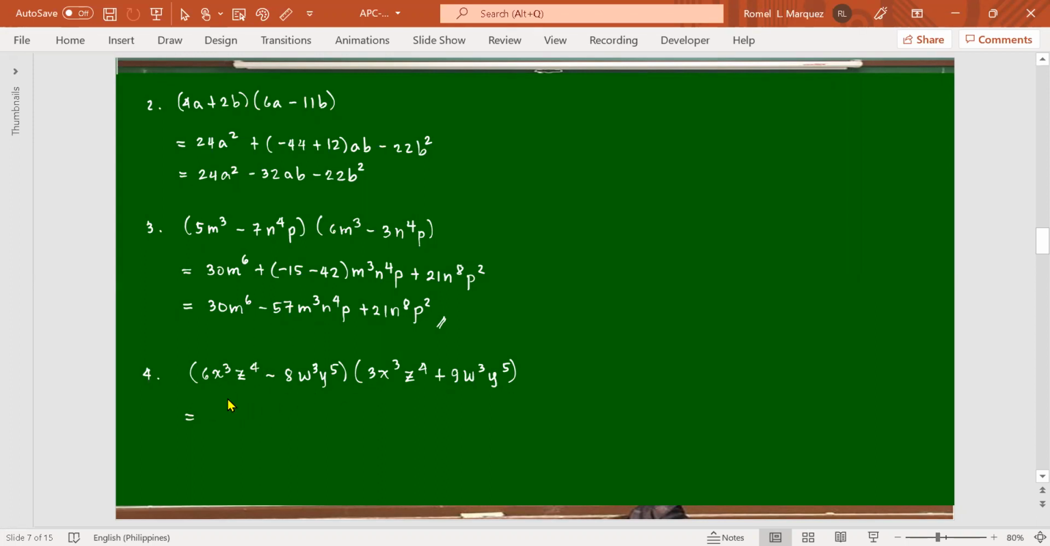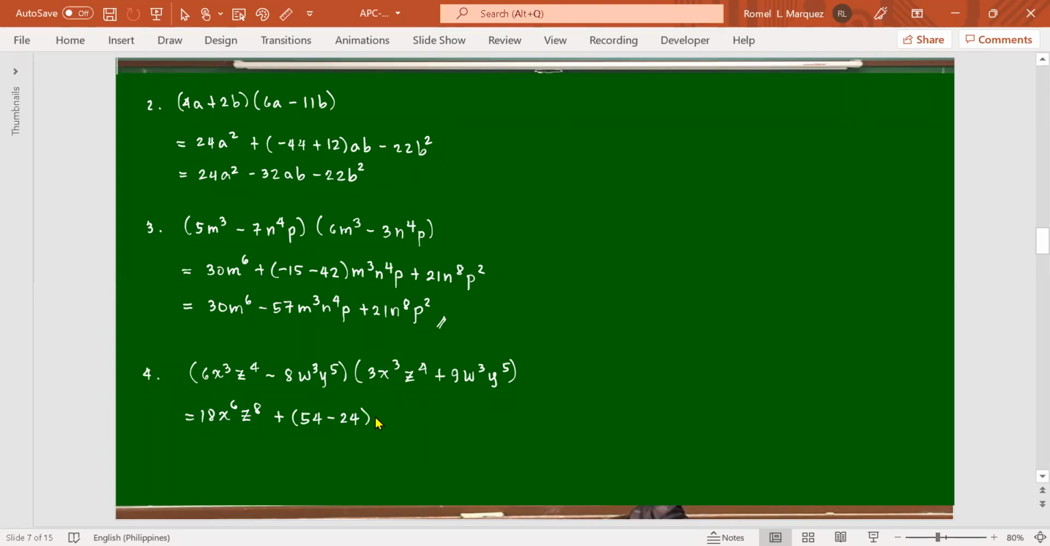So, 6 times 3, 18. We just square the literal part of the first. After all, they are similar. No? X to the 6, z to the 8. Then, product ng last terms, 54. Later na lang yung literal part. Negative 24. Am I right? Literal part.